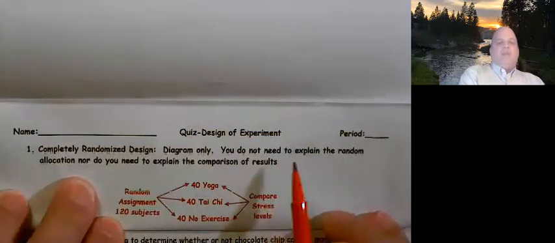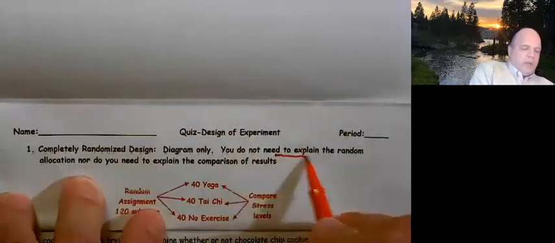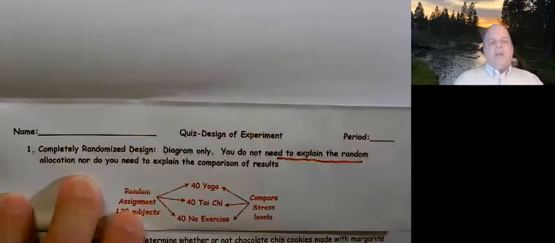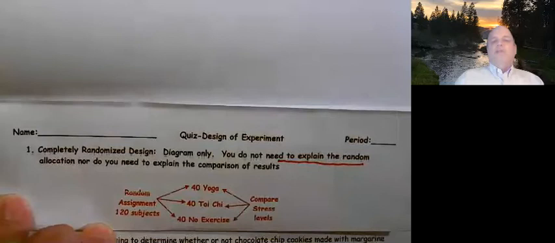They did not tell us, we did not need to explain the random allocation, so we didn't need to say we put everyone's name in a hat. We didn't need to tell them that. And we also didn't need to go into the comparison of results. If you just said compare results at the end, that is fine too.